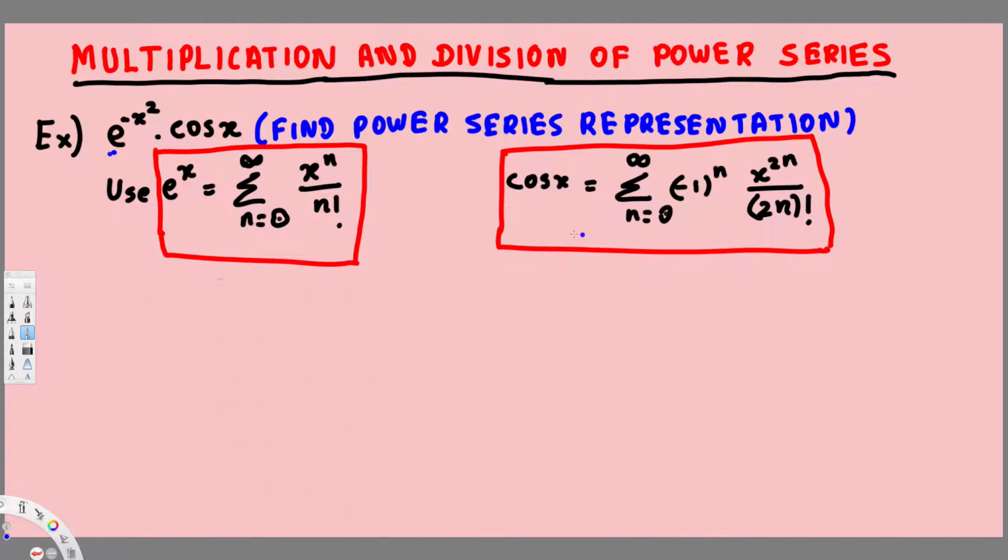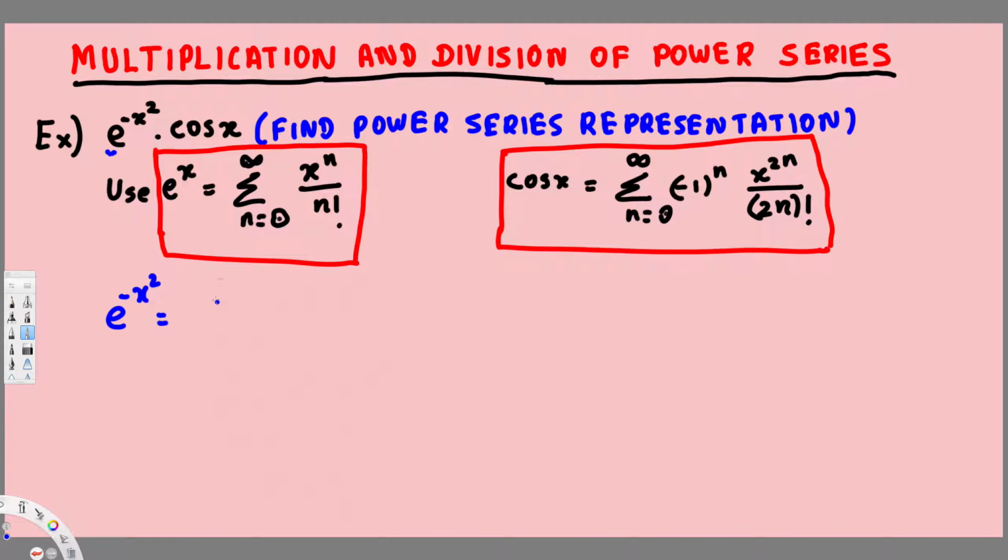So what we are going to do is find e power minus x square and cos x separately, the sum of the terms. We find the sum of the terms and then multiply them together, and that's going to give us the power series representation. So first thing, let's do this for e power negative x square. To find a few terms in e power negative x square, we have to find the power series representation first.